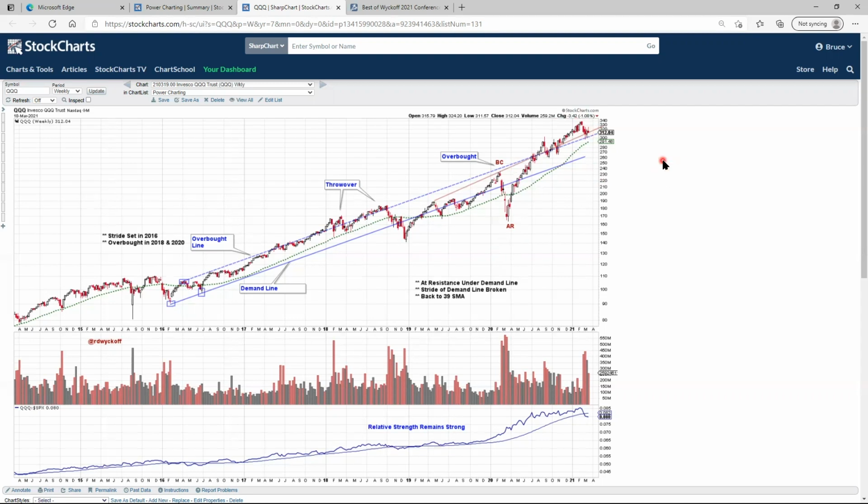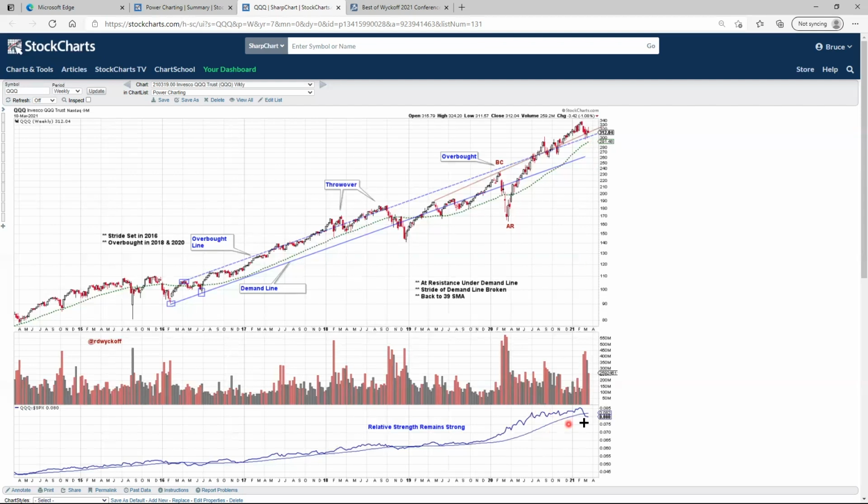And so this is a very important area to find support for the triple Qs on the run up that's been taking place since 2016. If it starts to break down into the channel, there is the risk of going to this moving average. This is a 39-week moving average. And then also going down to what we call the demand line, which is the lower trend line in the channel. And so that's quite a ways down from here.